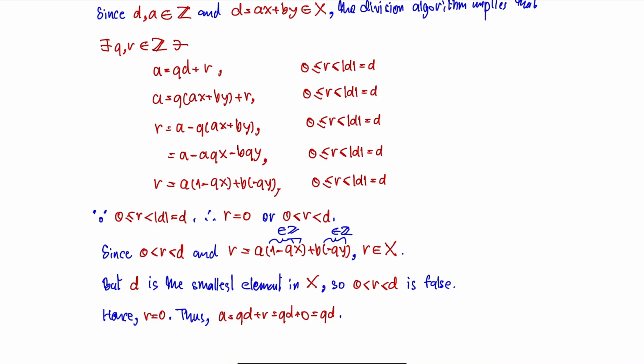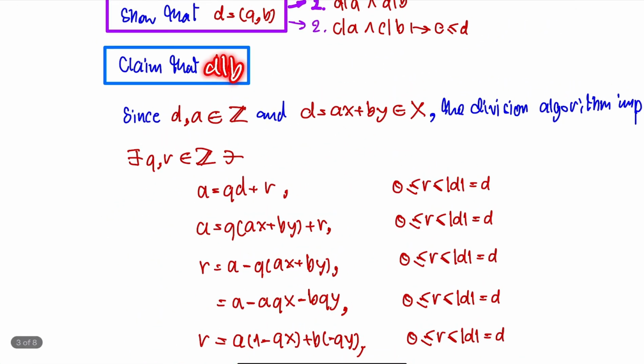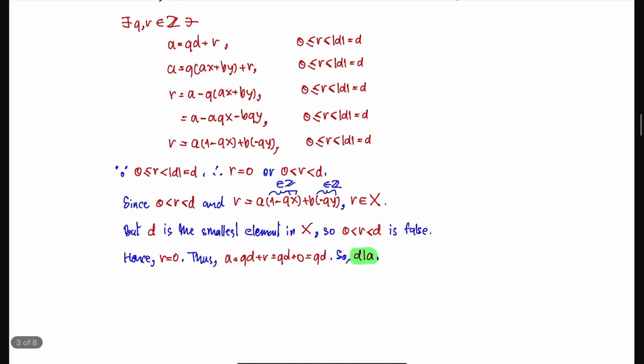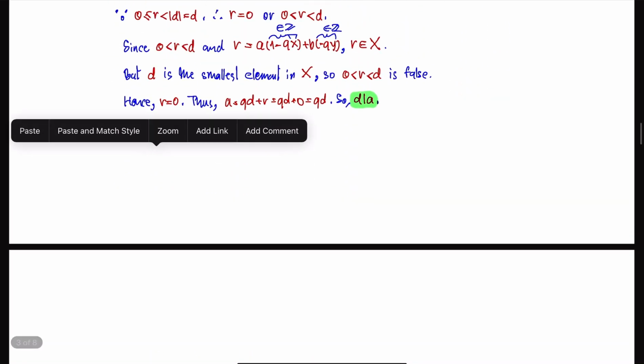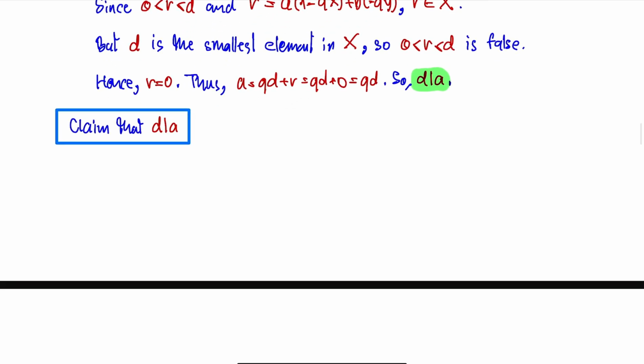And d divides a. Okay, d divides a, all right, so that's what we have right here. Now let's try to show that d divides b. Okay, d divides b. So what do we have here? Let's show that d divides b.